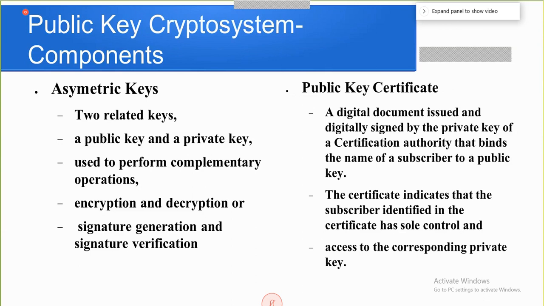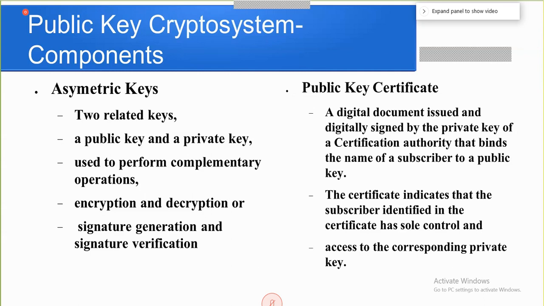So how can he certify? The certification authority also has two keys, a public key and a private key. And when he signs the certificate, he signs with his private key. So how can we identify that this certificate was issued by that particular authority? We can encrypt that certificate with the authority's public key.